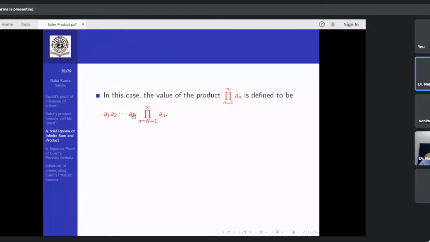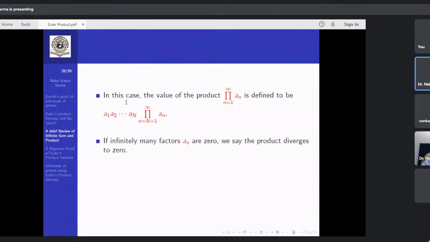If these terms are 0, obviously the product will converge to 0, because whether the rest of the product is non-zero or 0, if these terms are 0, then the product will be 0. So this shows that an infinite product can converge to 0, but only when some of the terms are 0, otherwise no.